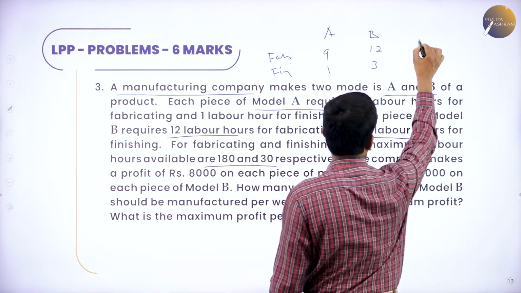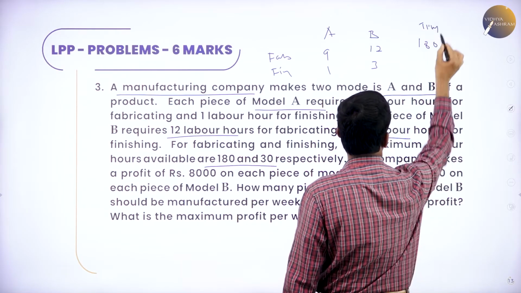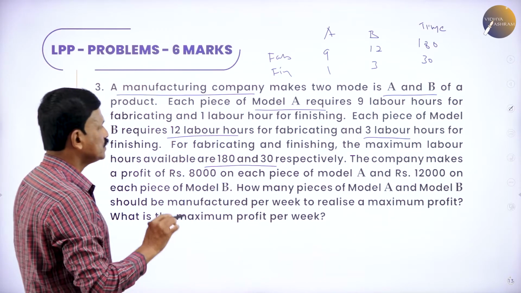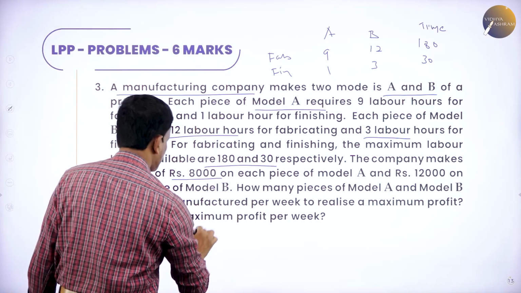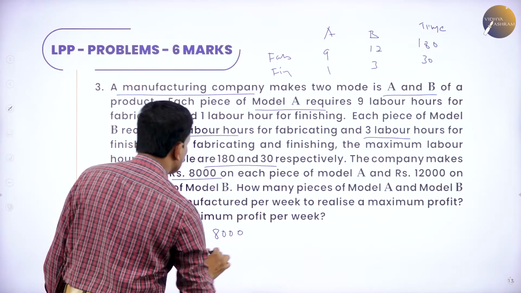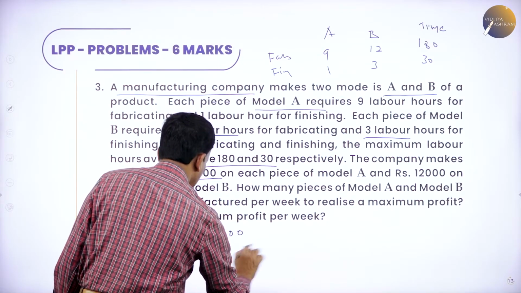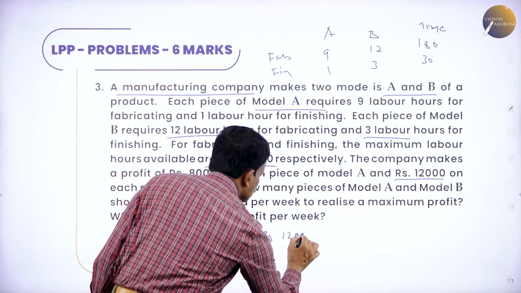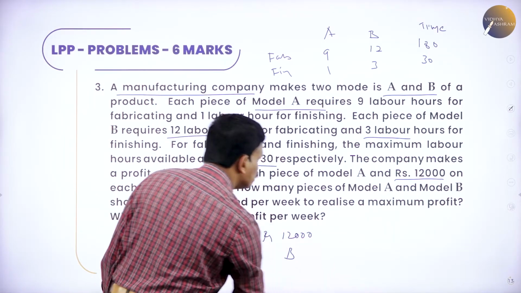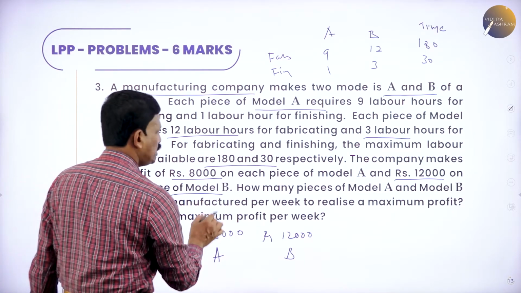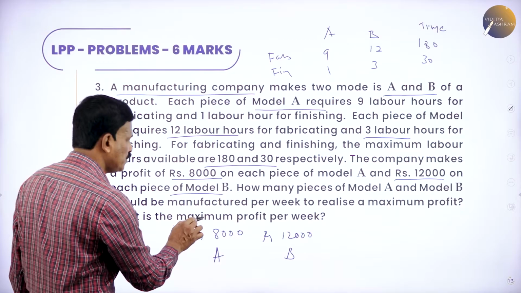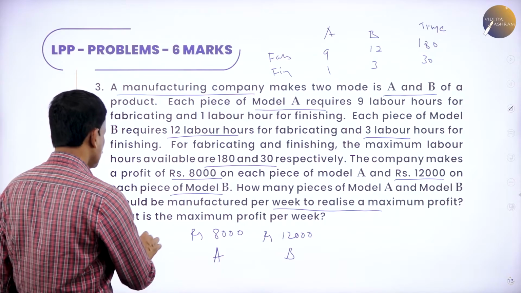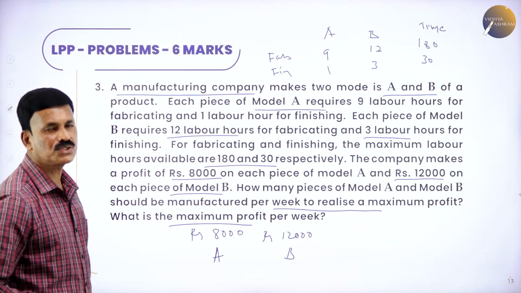For fabricating and finishing, the maximum labor available are 180 and 30 hours respectively. The company makes a profit of rupees 8,000 on each piece of model A and rupees 12,000 on each piece of model B. How many pieces of model A and model B should be manufactured per week to realize a maximum profit, and what is the maximum profit per week? So this is the problem.